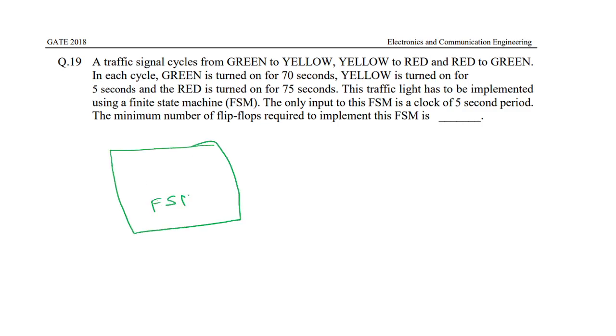There is a finite state machine. For that, there is an input only clock, right? See, this is green to yellow, yellow to red, red to green. In each cycle, green is turned on for 70 seconds, yellow is turned on for 5 seconds, and red is turned on for 75 seconds. So the traffic light has to be implemented using a finite state machine concept. The only input to this FSM is a clock input, with a 5 second time period. The minimum number of flip-flops required to implement it?